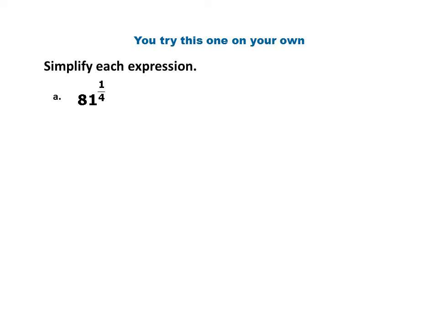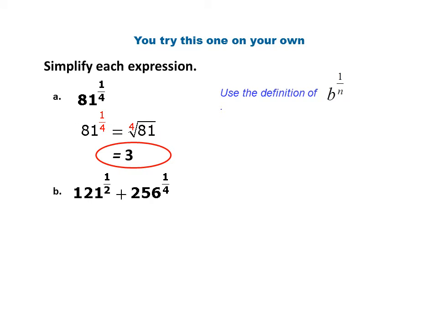Now, you try this on your own. I am going to be quiet. Stop the video. Thank you. So you said the 4th root of 81, right? The 4th root of 81 is 3. I hope you got that. All right. How about you try this one now?